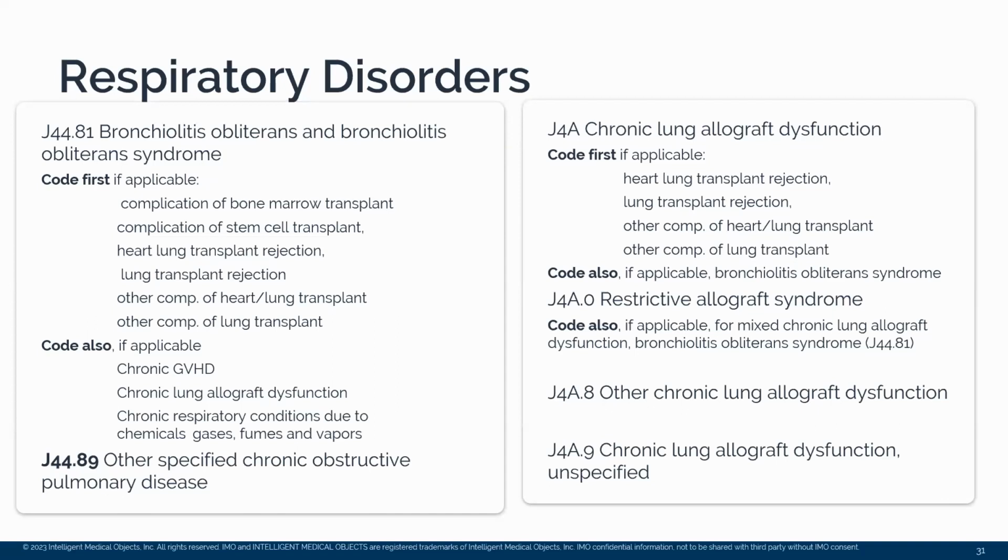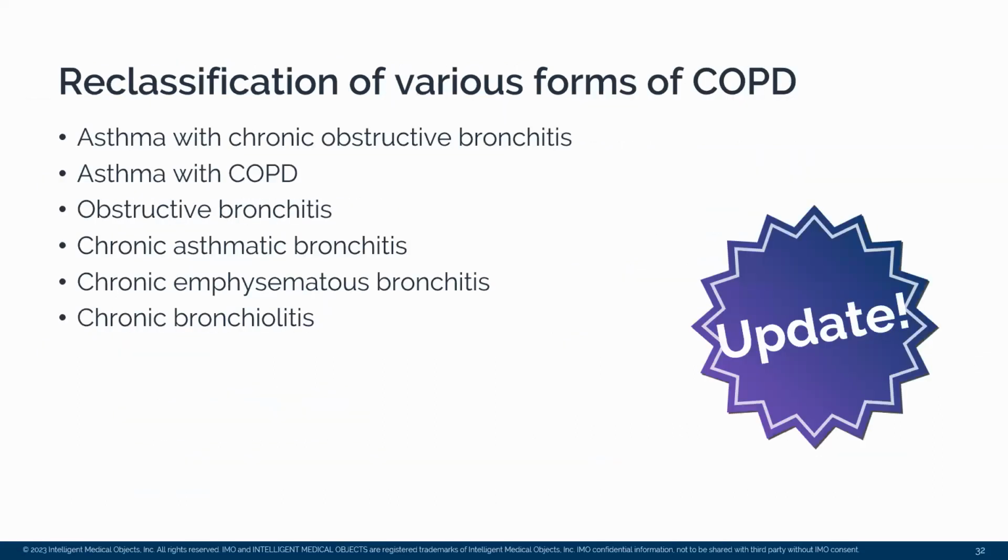I also wanted to highlight that J44.89 was created to round out that category, and that's other specified COPD. Because of that, we have several conditions that have been reclassified for various forms of COPD. Previously, these diagnoses were classified to unspecified COPD, and now they're going to be specified. So there's a lot of changes within the index, and these are common things that you might see in a chart.